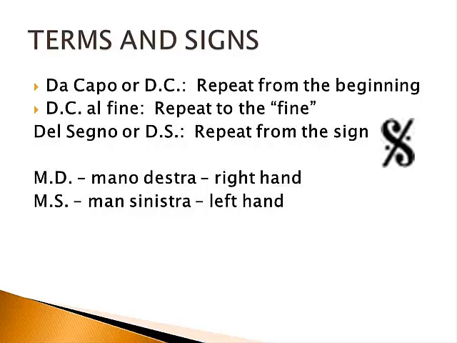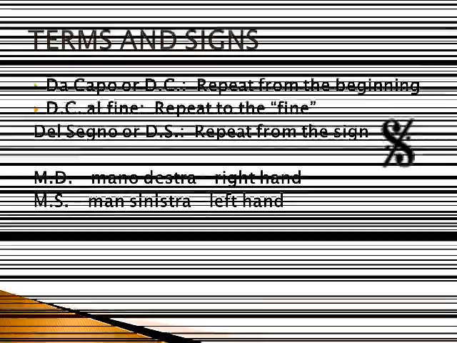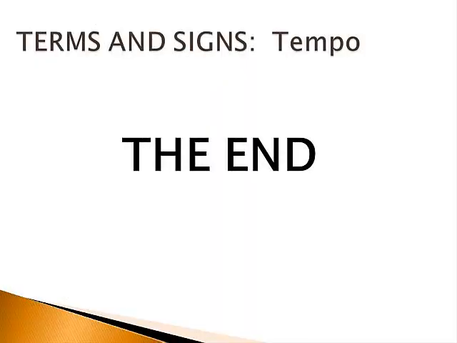You'll sometimes also see in keyboard music, written near the staff, MD or MS. MD means, in Italian, mano destra, which means right hand. MS in Italian means mano sinistra, and that means left hand. And that finishes our last module on terms and signs.